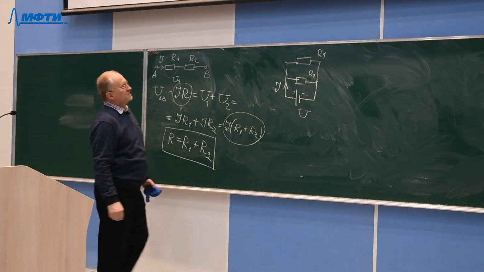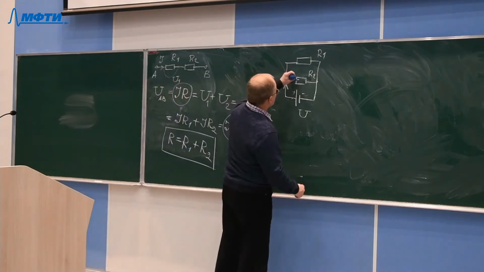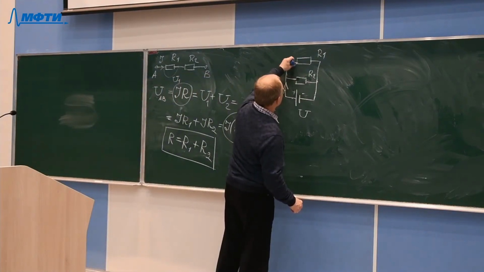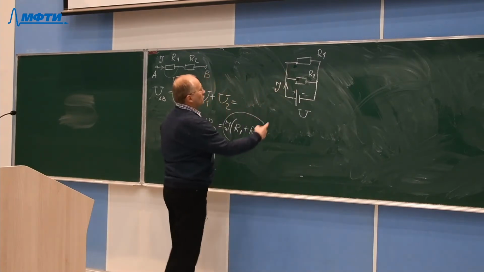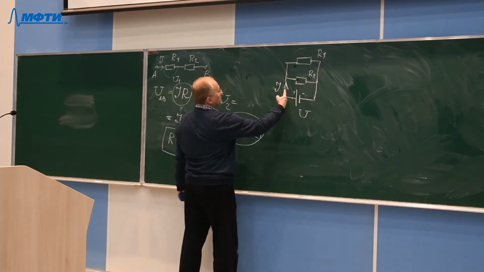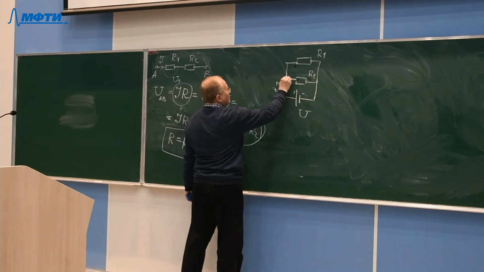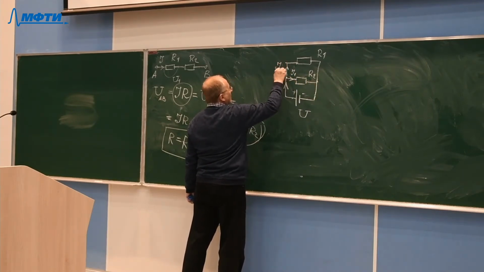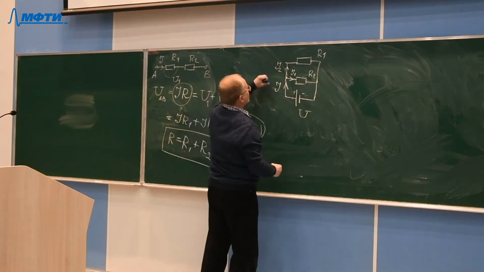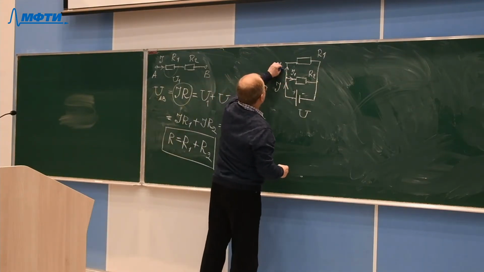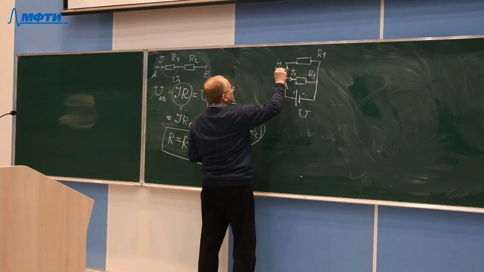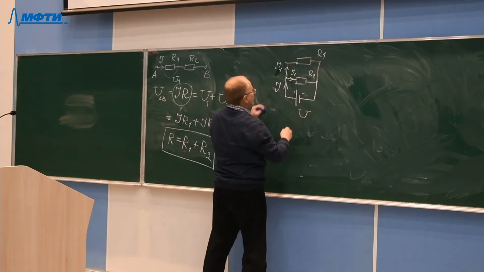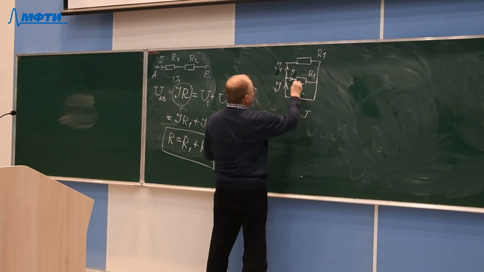If two resistors are connected in parallel, as shown in this scheme, then the total electric current which flows in this wire will be divided into two parts. One part, that is electric current I1, will go here, and another part will flow through another resistor. It's better to denote this current as I1, which goes through the first resistor, and the current which goes through the second resistor will be I2.